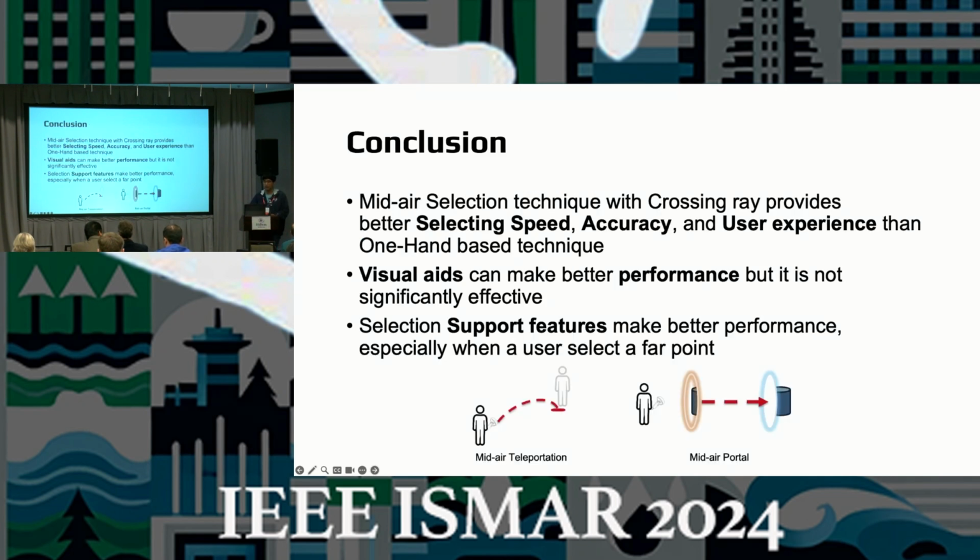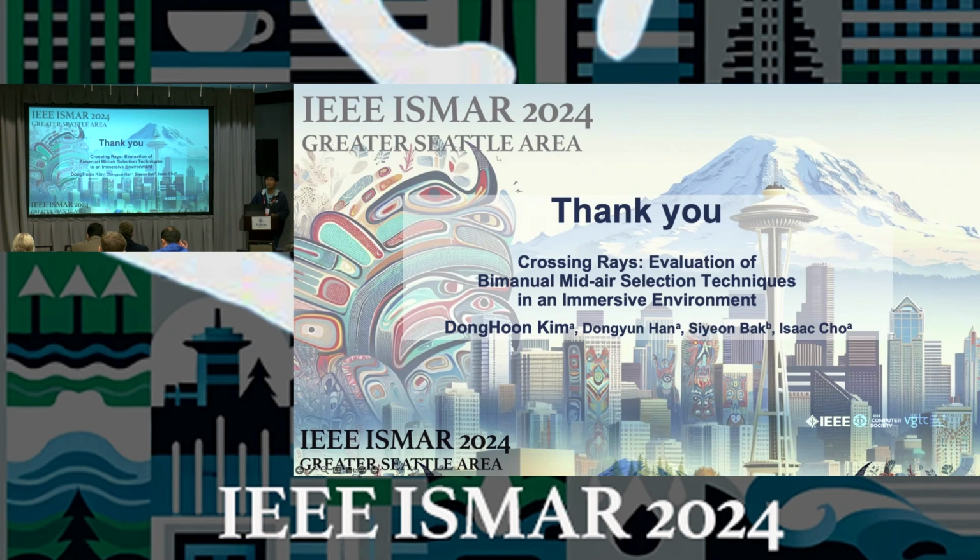So, conclusion. From this study, we know that a selection technique with crossing ray provides better selection speed, accuracy, and user experience than one-hand-based techniques. And visual aids, such as the 1 meter strip, can make better performance, but it is not significantly effective. And lastly, selection support features such as selecting strip or synchronized point make better performance, especially when a user selects a far point. And we suppose our technique can be used for a media approach for some kind of teleportation or media reporters. Okay. Thank you for listening.